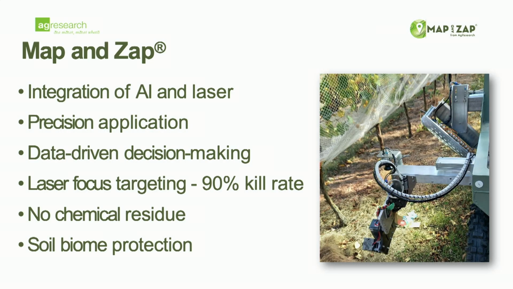So MAP and ZAP, as you heard, is a camera and laser technology, hence the mapping and the zapping. It is based around the development of a weed library and an integration of AI technology and lasers in order to link the laser and the library via models. It's all about precision application and using data to make good decisions on farm.